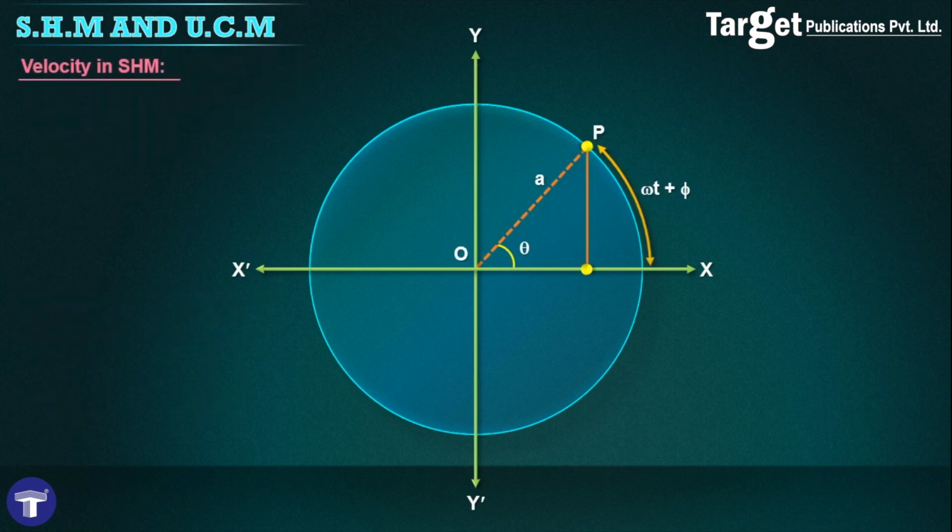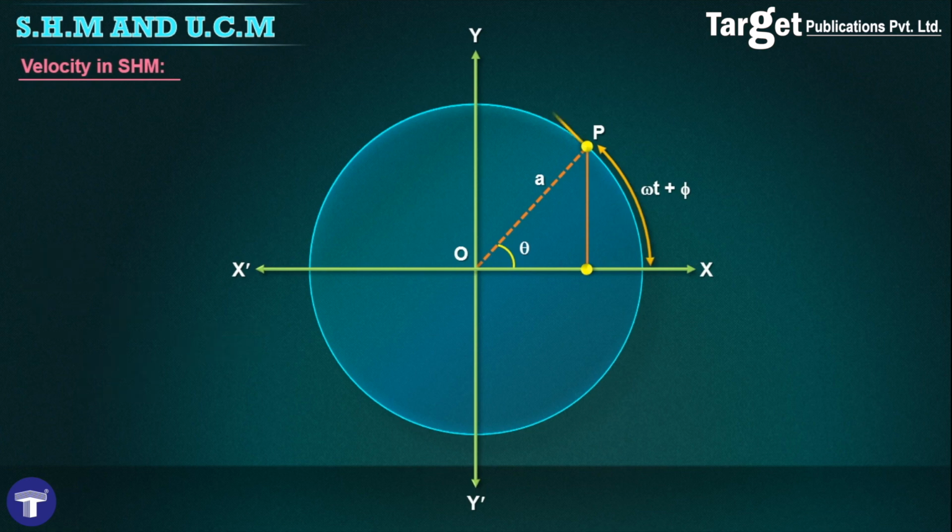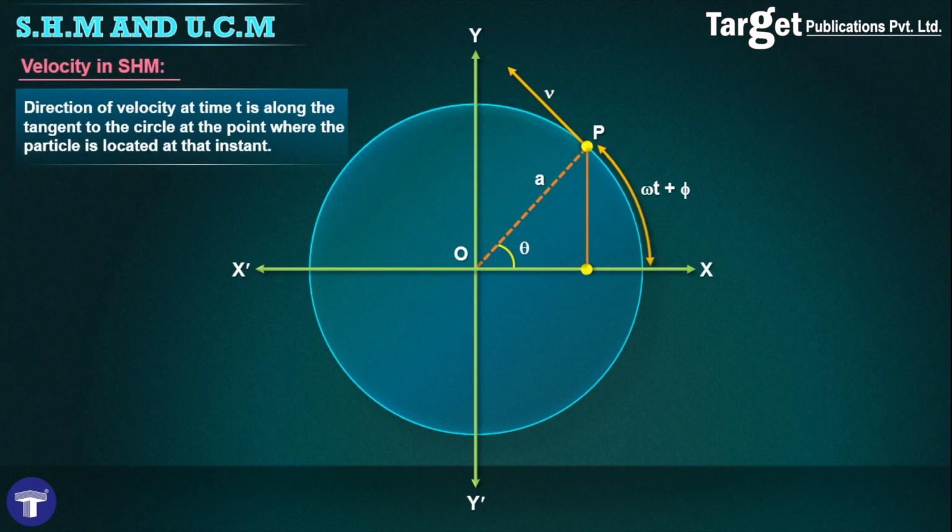The velocity of an object in simple harmonic motion can also be obtained by the method of the reference circle. First, we note that the speed of any particle in uniform circular motion is given by v equal to ωA, where ω is the angular speed and A is the radius. This can be used to find the velocity at any given instant of time for a particle in simple harmonic motion. The direction of velocity at time t is along the tangent to the circle at the point where the particle is located at that instant.